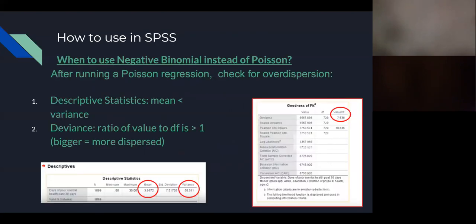How do you know if you need a negative binomial regression instead of a Poisson? Well, after running a Poisson, check for overdispersion. First, under descriptive statistics, check if the mean is different from the variance, or look at the deviance under goodness of fit to determine if the ratio of value to DF is greater than 1. The bigger the value, the more dispersed the data.